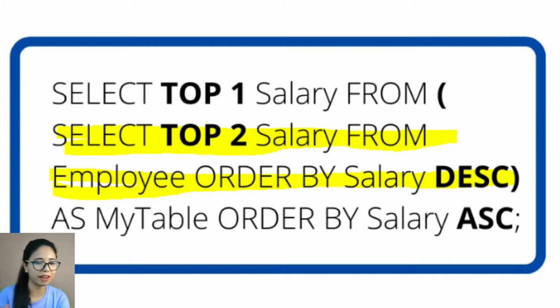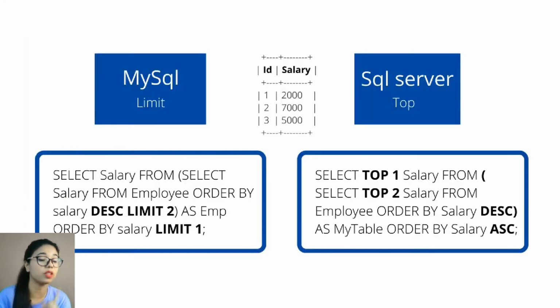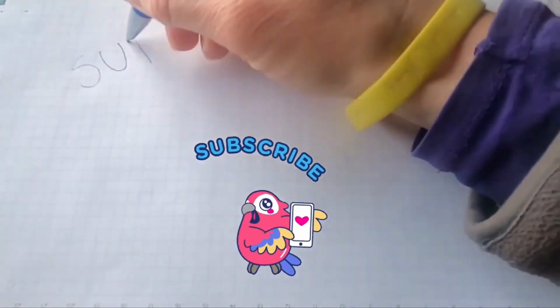So 7K, 5K. Now the outer query will say, give me the top 1 record, and that should be in ascending order. Now it will be reverting and it is going to give me the top one, that is 5K. So both the queries, you can see on my screen. It is as simple as that. So that's all.